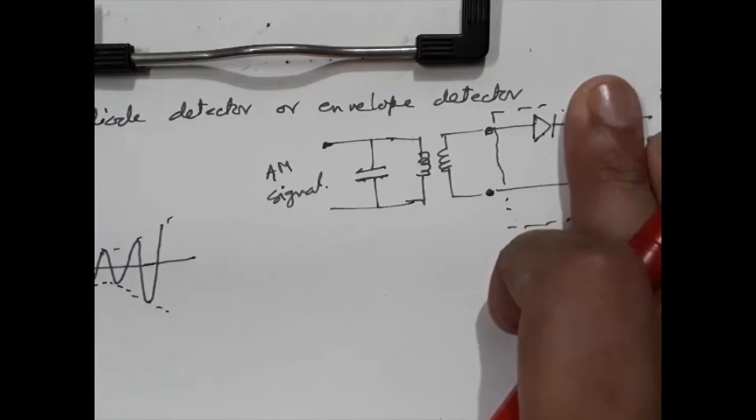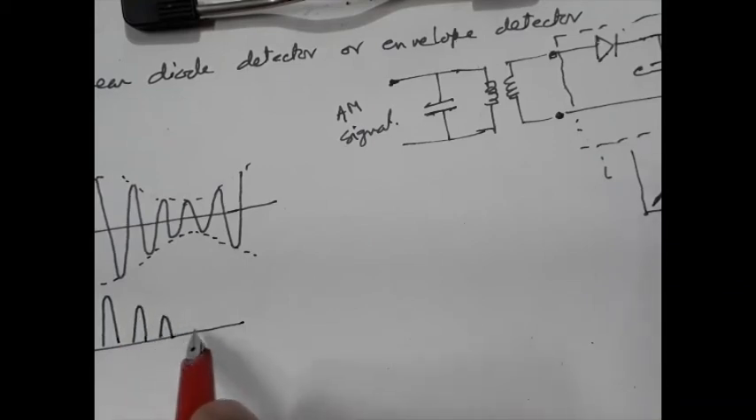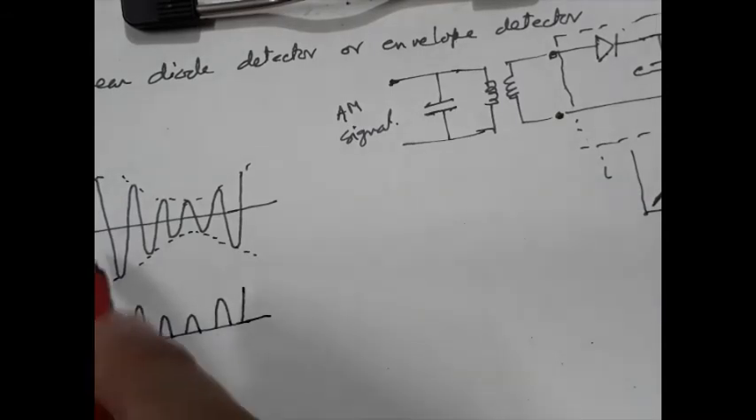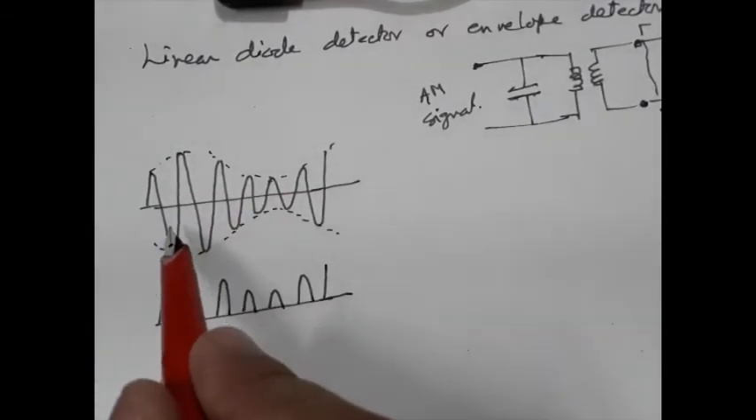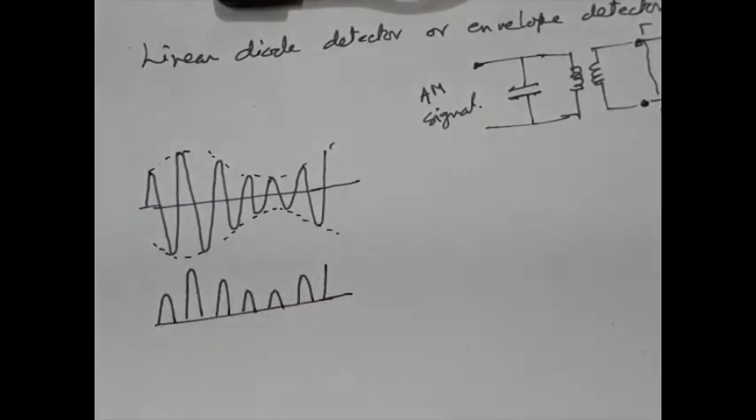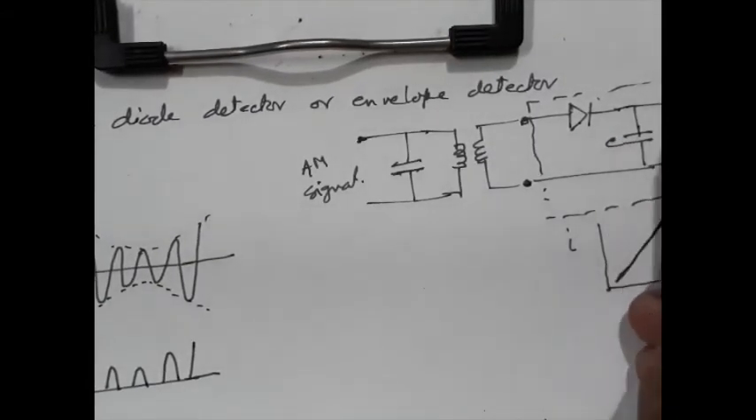So the single diode will work as a half wave rectifier. That means the output of the diode should be like this. These portions will not be there. This negative portion will not be there. Only the positive portions will be there. Now let us insert this C and R.